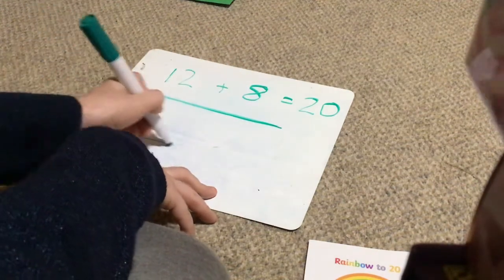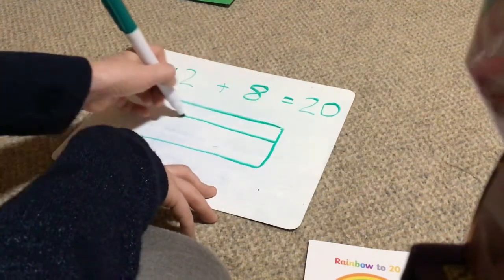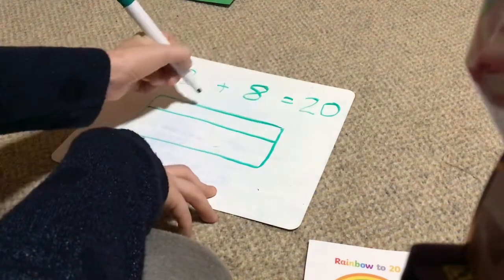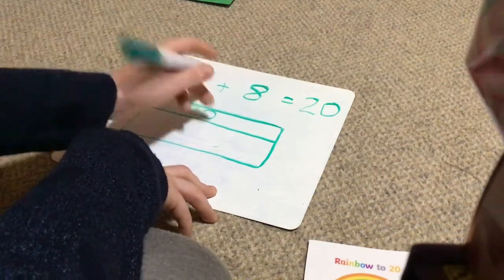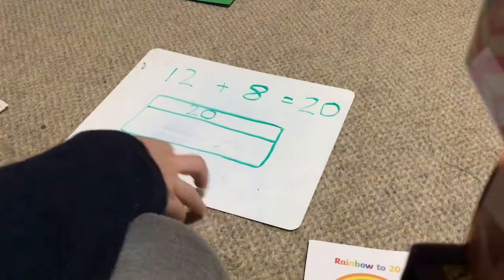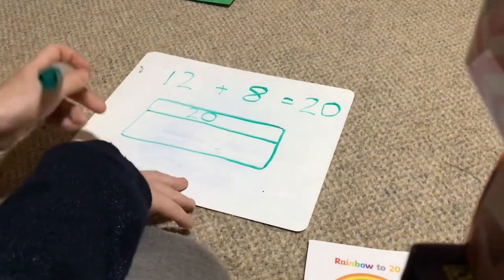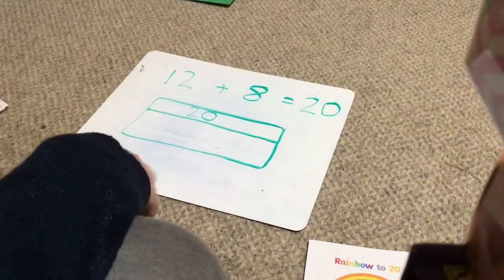I'm going to show you how this is written as a bar chart. My big number always goes at the top. It's the whole. It's the whole of this bar. Okay, it's a bit like a bar of chocolate. And then I've got 12.